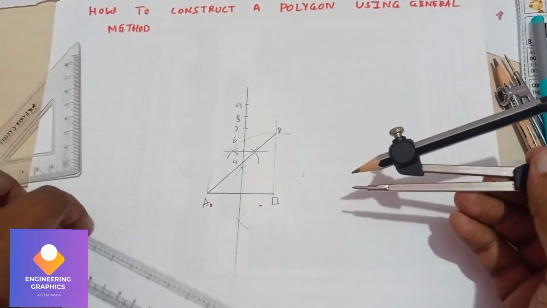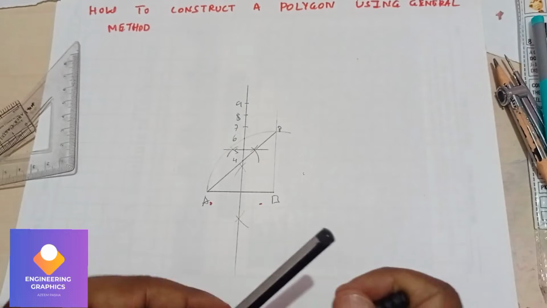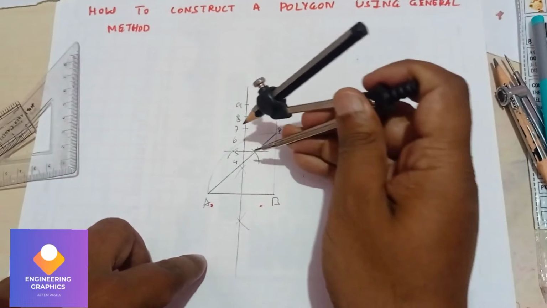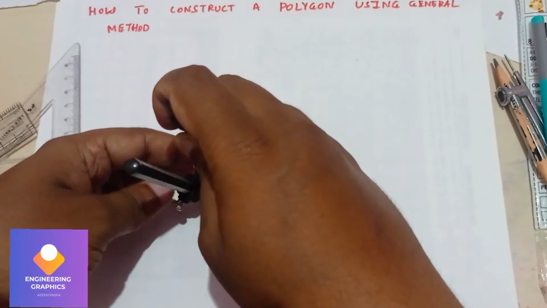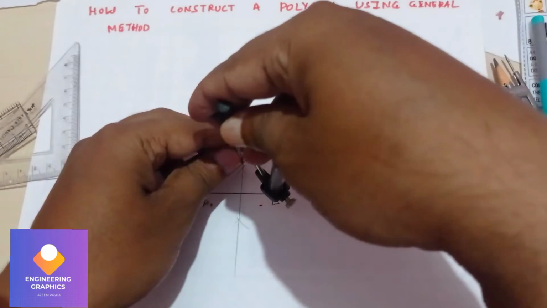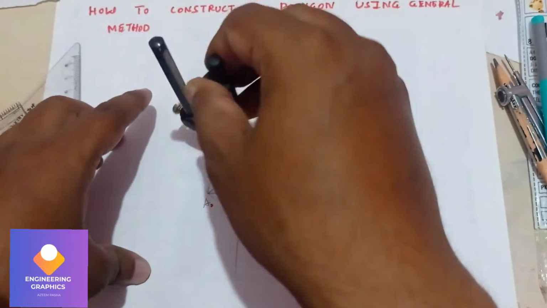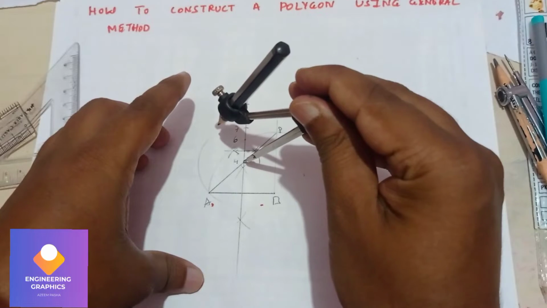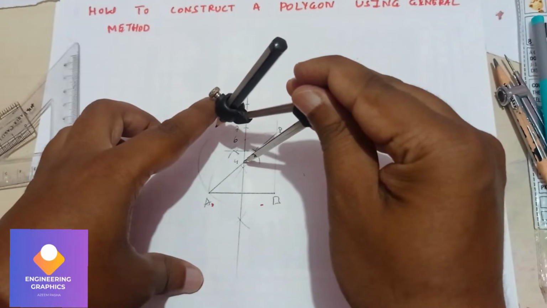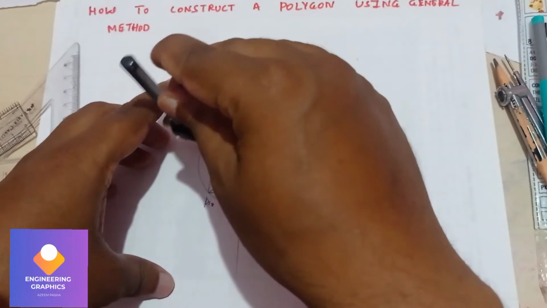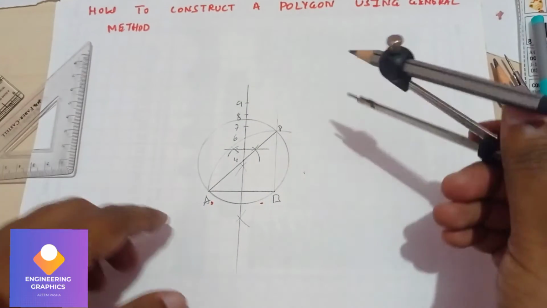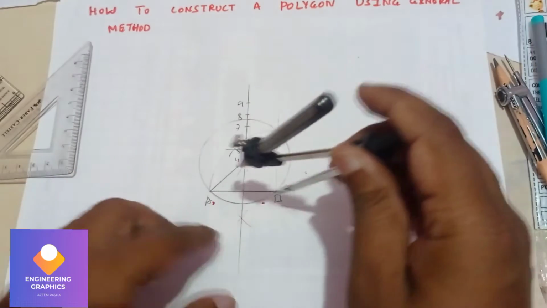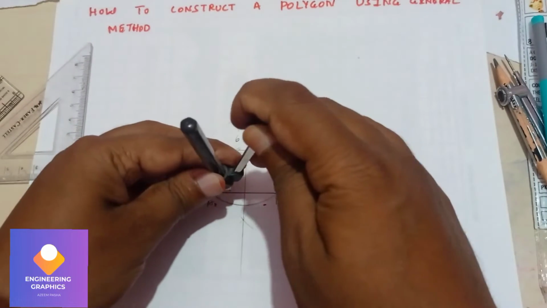For constructing a square, I'll be measuring the length from 4 to A, and drawing a small circle, measuring from 4 to A. Already we have measured the length, you just check it out. You need to measure the length AB.